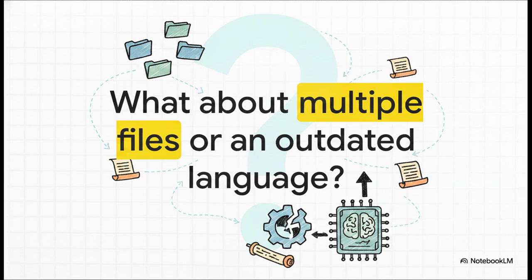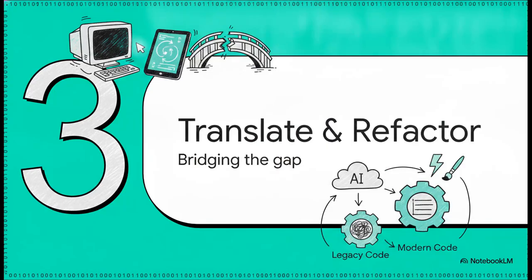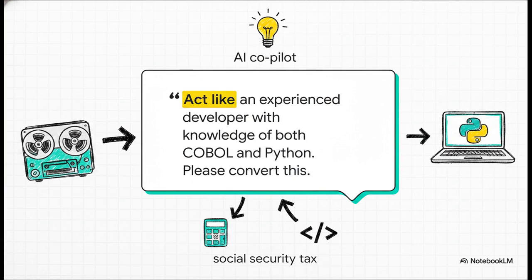What if you need an AI to evaluate multiple files across different directories? Or what if you're tasked with entirely modernizing an outdated code base? Let's level up again. Section 3, translating and refactoring. It's all about acting as a bridge between the past and the present. And once again, we're leaning heavily on the power of role-play framing. Check out this prompt. Act like an experienced developer with knowledge of both COBOL and Python.